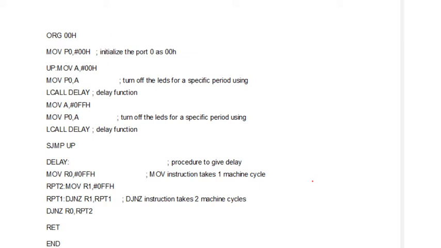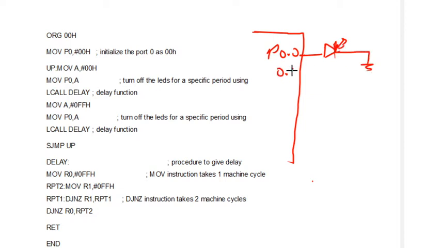As you see, the connection that was made is, for this 8051, on port 0.0 one LED is connected and grounded. Similarly, on 0.1 you take another LED, again connected and grounded, and so on till the last, P0.7, where one more LED is connected. So 8 LEDs are connected in this way.